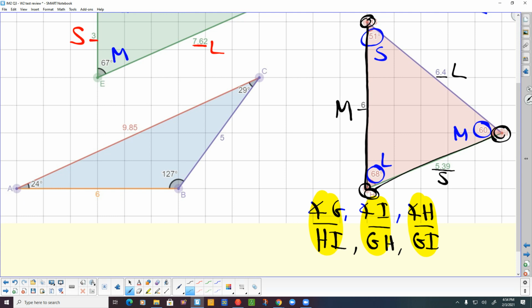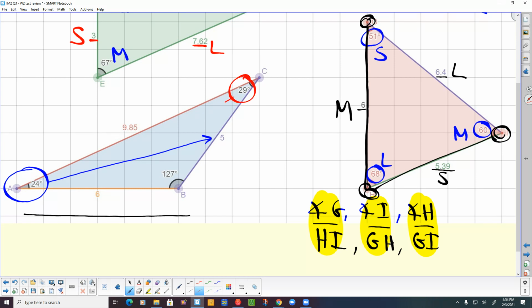Look at this last triangle here. Where is my smallest angle? 24. Draw an arrow to the smallest side length. From the 24, there's my smallest side length. Okay, I'm going to change colors. Where's my medium angle? Well, that's a 29. Draw an arrow to the medium side. Oh, that's 6. What about the last one? My big angle? Big side, large. Small, medium, large. It's always across the triangle from each other. Large is across from large.